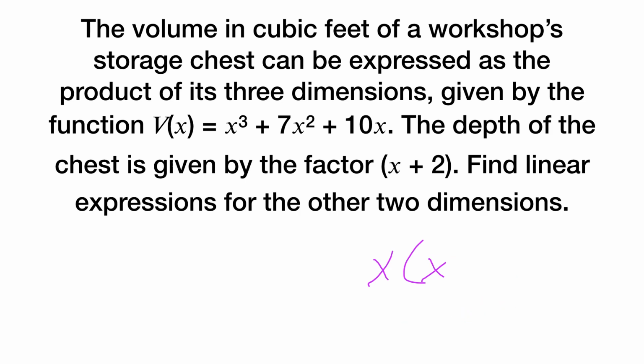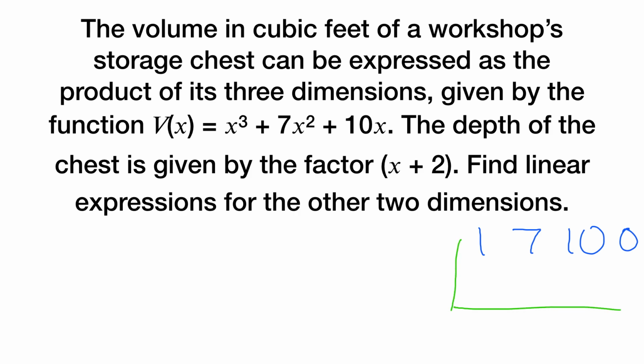So here is how I would do this one if I wanted to use synthetic division. So let's see, our terms. Our cubic term, 1. Quadratic term, 7. Linear term, 10. Constant, 0. Then, right here, our 0 for x plus 2 is negative 2. So, 1. 1 times negative 2 is negative 2. That becomes 5, because 7 minus 2 is 5.